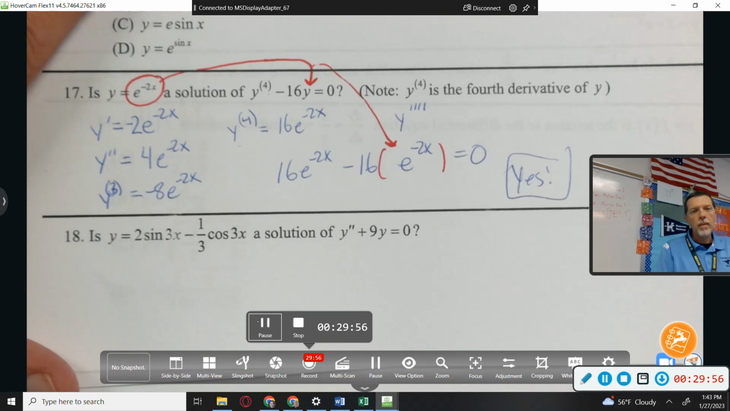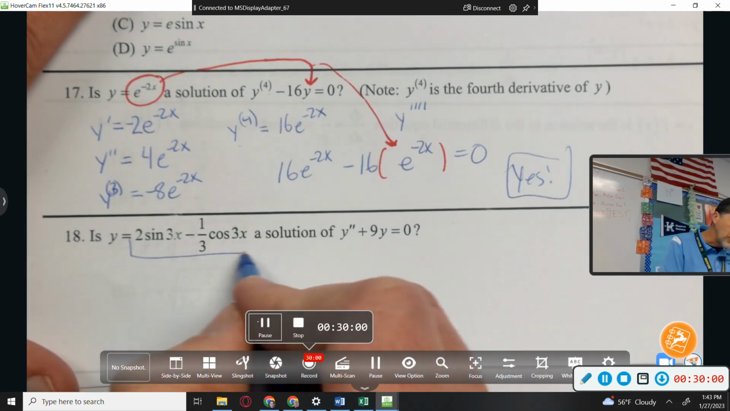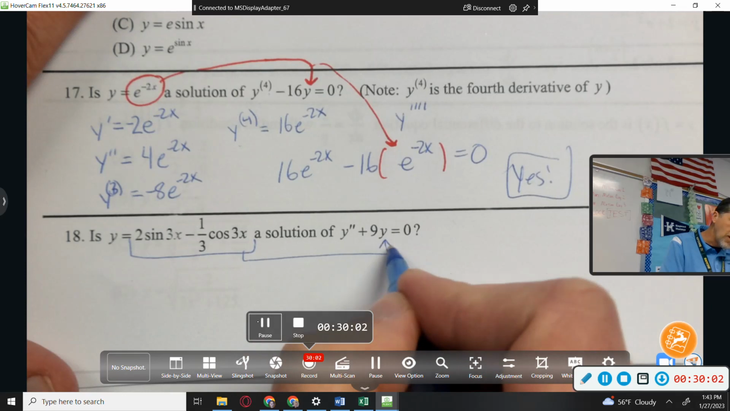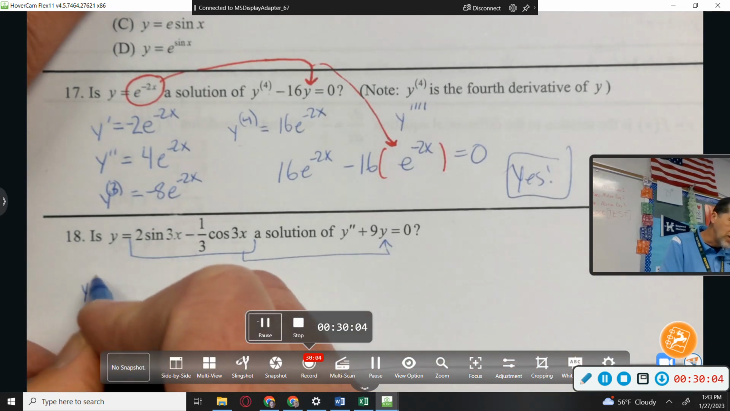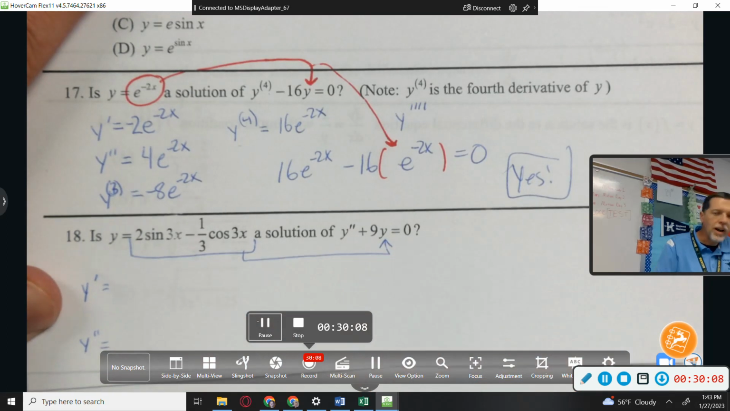So for number 18, pretty similar. You've already got y. Well, this one's got trig in it, so you'll plug that in for y, but you'll need a second derivative to plug into y double prime, and then see if all the algebra works out or not. All right, so pretty straightforward today.